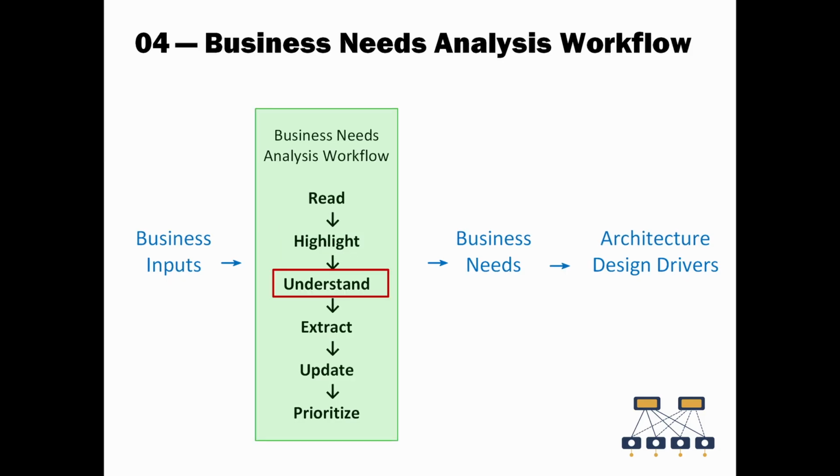Understand. To understand the highlighted items, we can ask ourselves 2 questions. Is it a requirement, a constraint, or context information? And which of the design drivers does it relate to? Extract. To extract the info, we can use shorthand, short tags, short words, so fast to write, fast to scan later. Update. To add what you've learned to our working diagram and/or our analysis table.